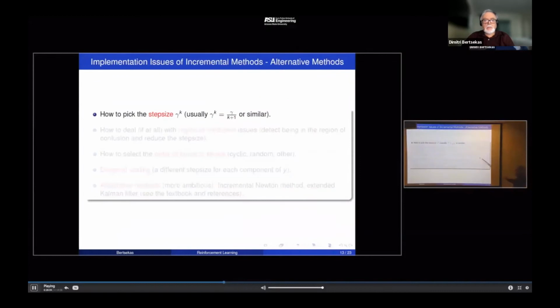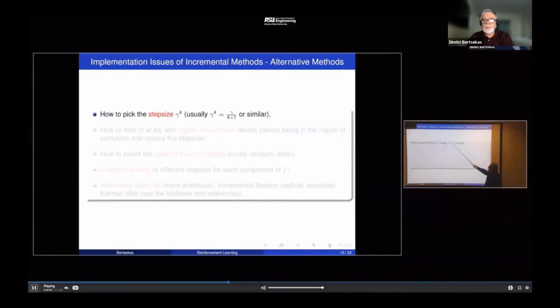Okay, let me mention a few issues here, which we're not going to get into. How to pick the step size. Usually the step size is chosen to be diminishing. Gamma is a constant, and with every step, we diminish the step size according to a 1 over k, or 1 over k plus 1 rate. There are also variants of this. Sometimes, and this is very common in software that you'll encounter, the step size is diminishing for a large number of iterations, and then once it hits a lower bound, it just stays constant after that.